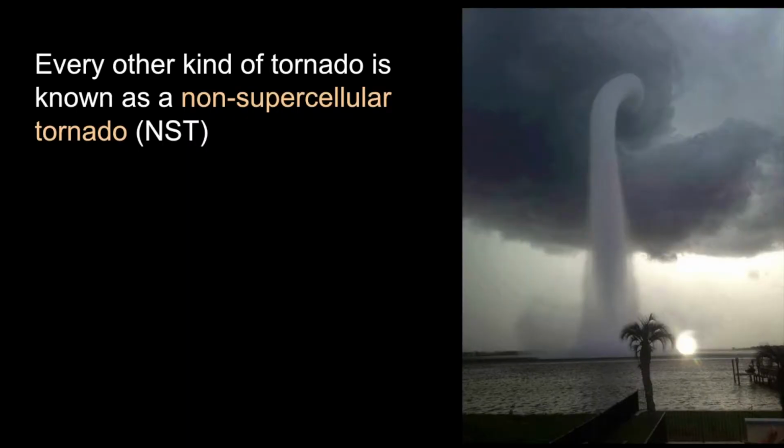Everything else is going to be non-supercellular by definition. So this is a waterspout off the coast of Florida, and you can see, of course, that this is not associated with that same shape. It's coming straight out of what looks like a relatively normal cloud. It's not nearly the same visually. And these NSTs, as they're generally referred to, they really tend to be weaker storms.